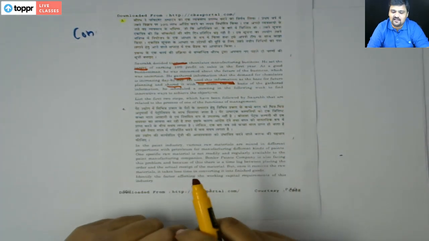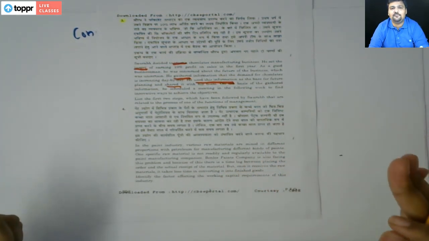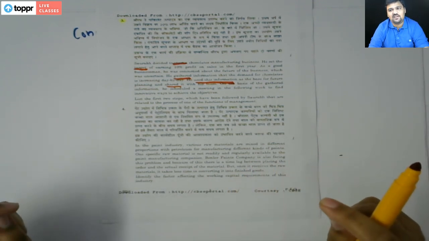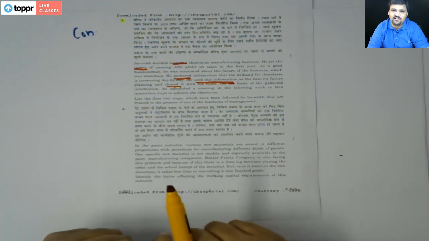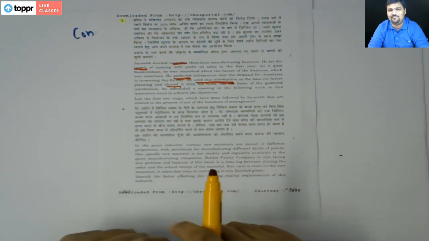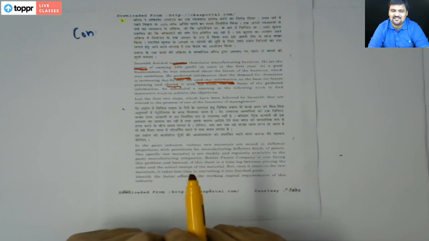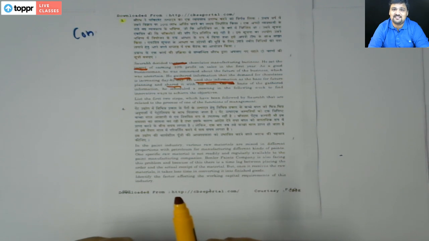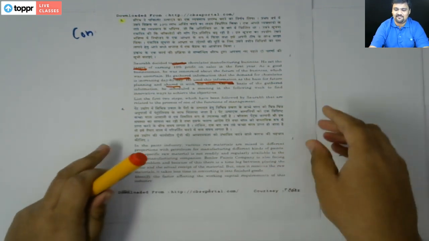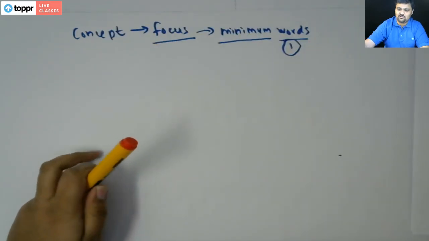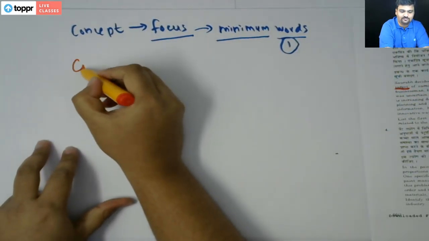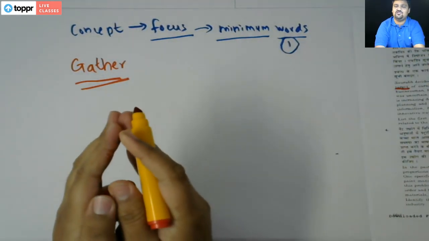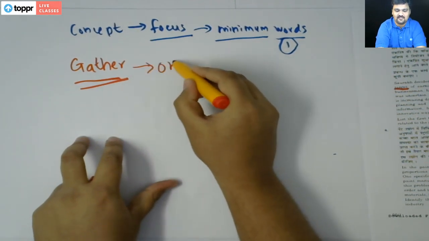Now understand, we have highlighted a few keywords in this situation, which point me towards only one function of management. What is that function of management? Any guesses? Some of you have guessed it right. It is organizing. My dear friends, in such situations, the word here is gather. To gather the information means to organize.